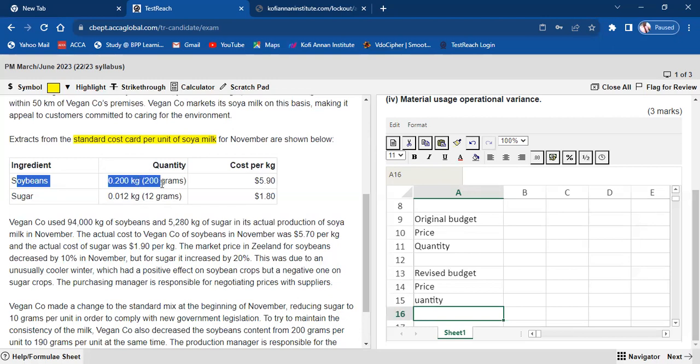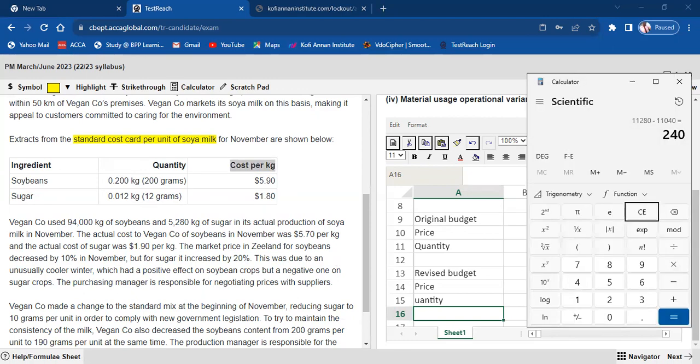We use 200 grams, which is 0.20 of a kilogram. The examiner was kind here. Watch out, price is given to you per kilogram, and the quantity is given to you in grams. In PM, you are expected to know that 1,000 grams make 1 kilogram. So 200 grams will be 0.2 of a kilogram. Please note that. Here the examiner was kind.